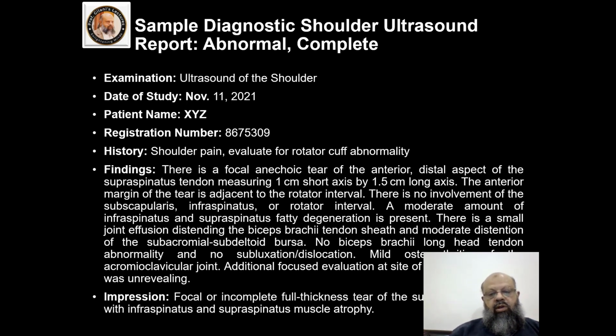Mild osteoarthritis of the acromioclavicular joint, which will be evident by the osteophytes or spur formation. Additional focused evaluation at the site of maximum symptoms was unrevealing. Then we will write the impression or conclusion: focal or incomplete full thickness tear of the supraspinatus tendon with infraspinatus and supraspinatus muscle atrophy. So this is how we can write an abnormal report.